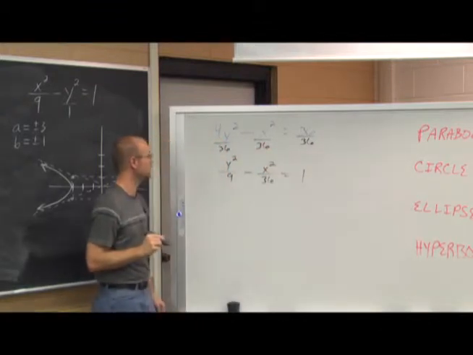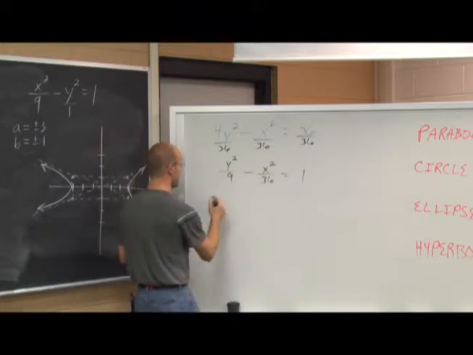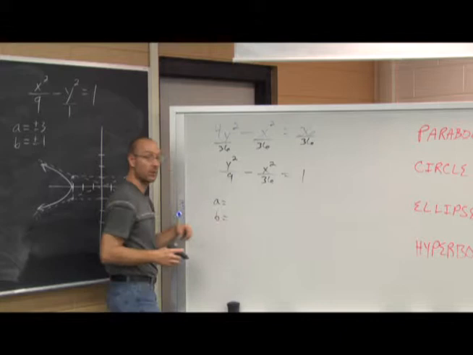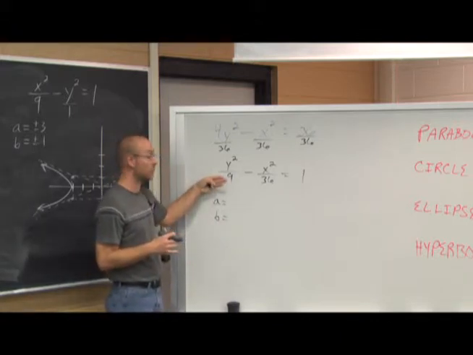36 divided by 36. And now I can say, okay, well, it's centered at the origin, as they will always be for this class. Let's determine what our a and b is. Now, this is where we have to be very careful, because this value is not the a squared value.